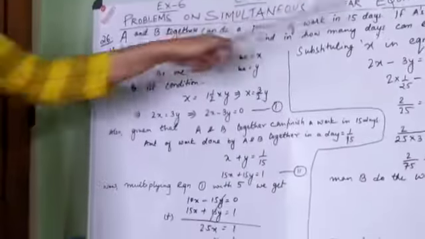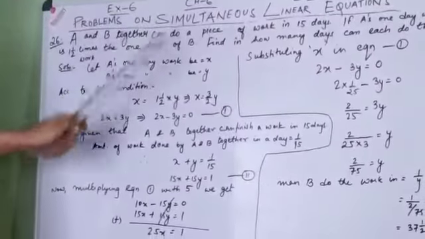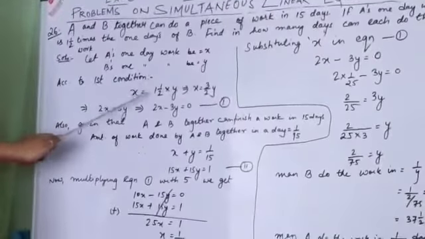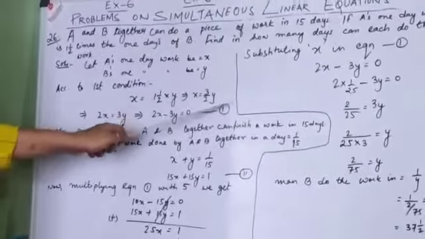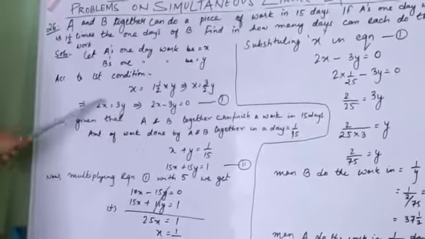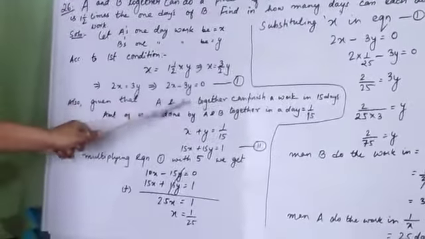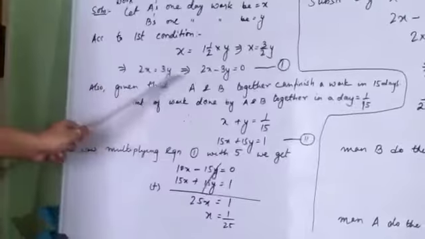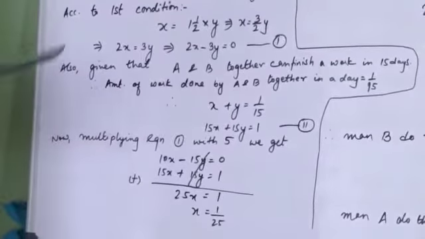Now we know that A is taking 1 by 2 times the work that is done by B. So it becomes X is equal to 3 by 2y. So you get 2x is equal to 3y. When you make it in the form of an equation, you get 2x minus 3y is equal to 0.